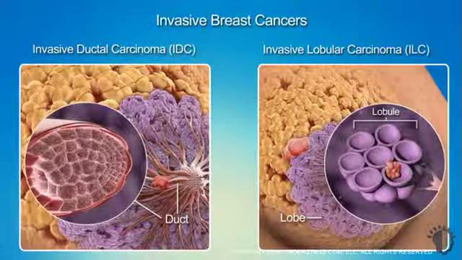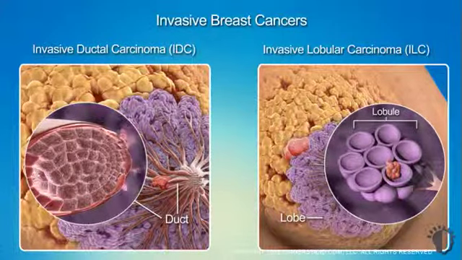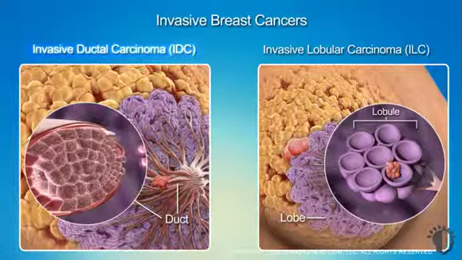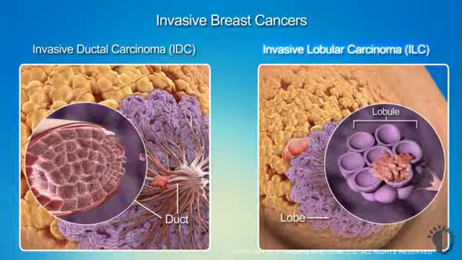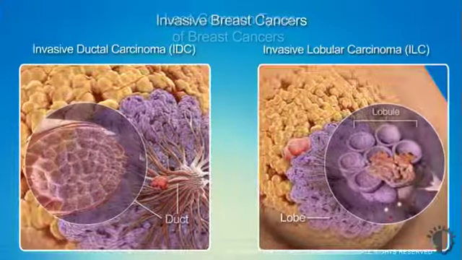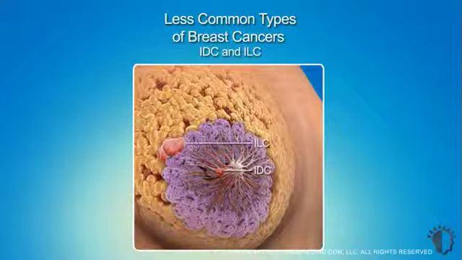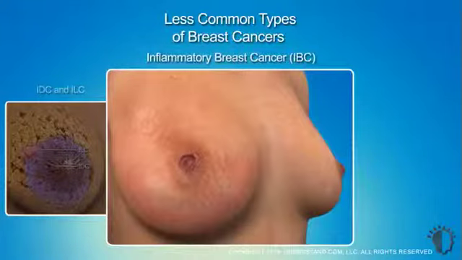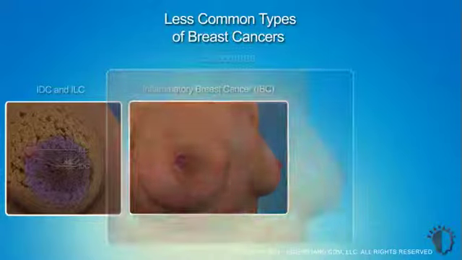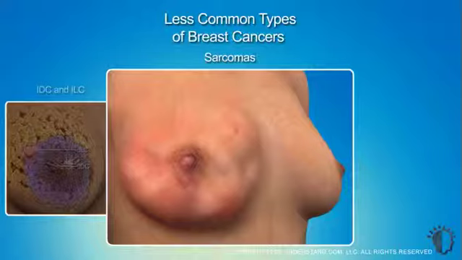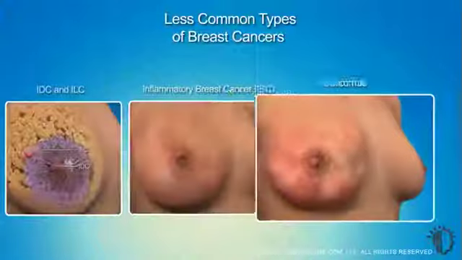About 80% of invasive breast cancers start in the ducts and are therefore called invasive ductal carcinomas, IDC. Invasive cancer that starts in the lobules, called invasive lobular carcinomas, ILC, account for around 10 to 15% of invasive breast cancer. Less common forms of breast cancer include tumors that are a mix of both invasive ductal and lobular carcinomas, inflammatory breast cancer, IBC, in which cancer has invaded the skin covering the breast, and rare tumors that originate in the breast's connective tissues called sarcomas.